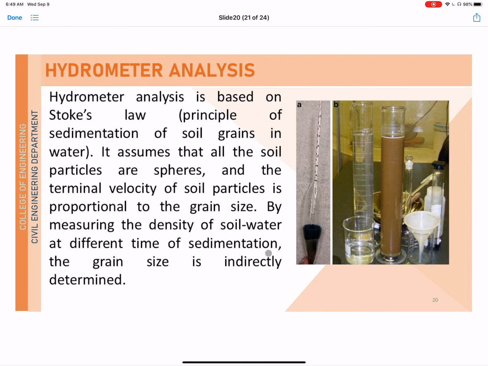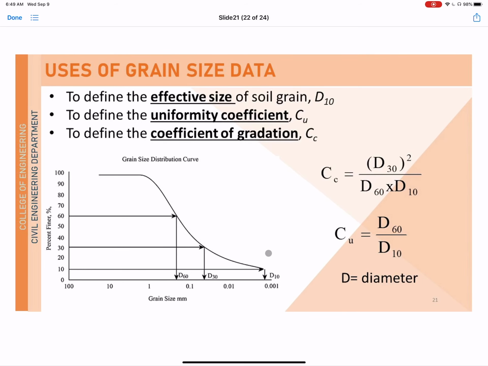Okay, so that's the two methods that can be used to determine the grain size or the particle size of the soil. So what are the applications of having this grain size data from the grain size distribution curve, or what we call GSD? We can actually get three very important parameters, which are the effective size, or D sub 10, the uniformity coefficient, or C sub U, and the coefficient of gradation, or C sub C.